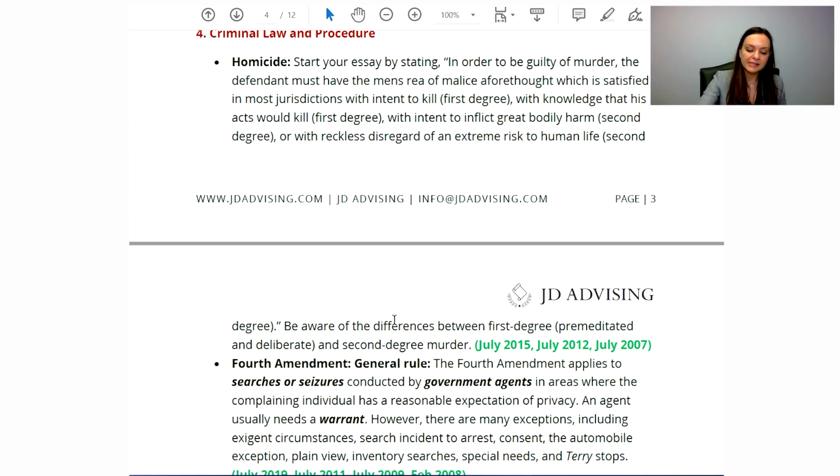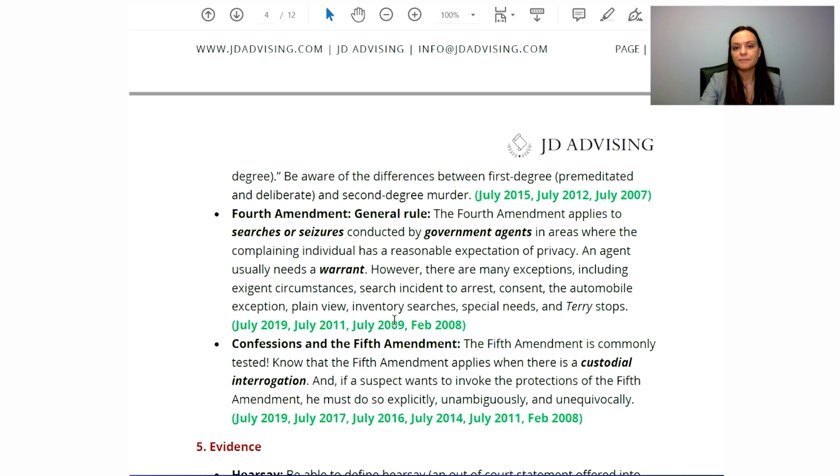Now, when it comes to things like the Fourth Amendment, use buzzwords. In other words, if there's a search or seizure occurring, you want to use those words. You want to use things like whether or not there's a government agent that's conducting that search or seizure. You want to know the warrant requirements as well as the exceptions to it.